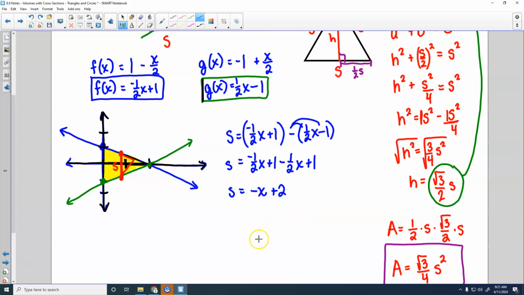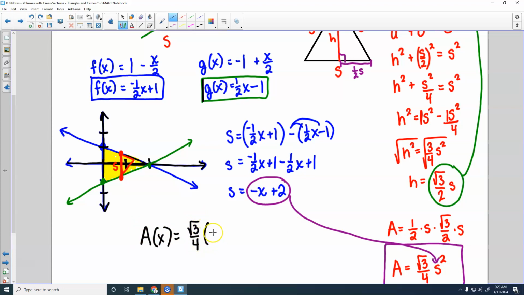S needs to get plugged into my area formula here. So I'm going to take this, and it gets plugged into my area formula over here. Okay. So my area formula is going to be A of x equals square root of 3 over 4, and then I will have negative x plus 2 squared.